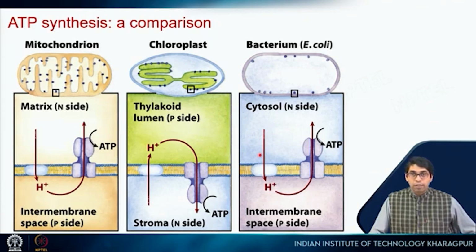So again, the pH here will be around 7.4 or something, and this will be more acidic. So more proton concentration here. When these protons pass through the ATP synthase, this will be a spontaneous reaction, and that energy will be used to produce ATP. So we see that ATP synthesis is almost exactly the same in all these 3 different organelles, okay. So the bacteria and chloroplast and mitochondria in eukaryotes.